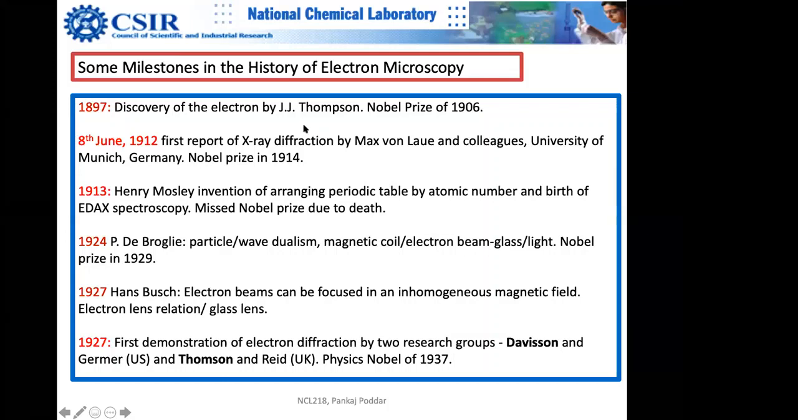1897, as all of you are aware, was the discovery of the electron by none other than Thomson, and that led to the Nobel Prize in 1906. After that, I would like to highlight the important event of Laue and colleagues. They reported the first X-ray diffraction from a copper sulfate crystal. That was another important Nobel Prize, very much connected to electron microscopy. X-rays are an integral part of electron microscopy, please.